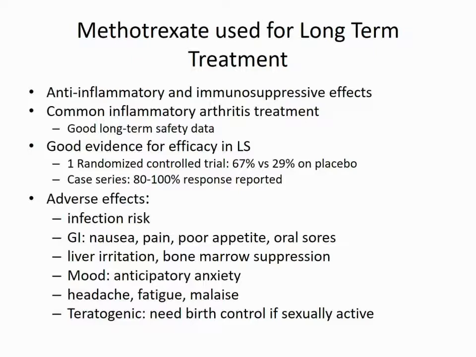But as probably a lot of you know, methotrexate has a number of potential adverse effects, a big one being potential infection risk, but that I think is generally not such a big problem with our patients. GI issues are a pretty big problem: nausea, pain, poor appetite, oral sores. They can get some lab abnormalities, which generally are pretty mild, but may require lowering the dose or holding it. Also mood changes, anticipatory anxiety, headaches, fatigue, malaise, and for teens and older patients, it is teratogenic, so they need to be on birth control if they're sexually active.